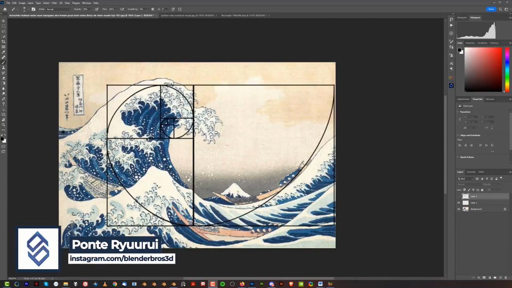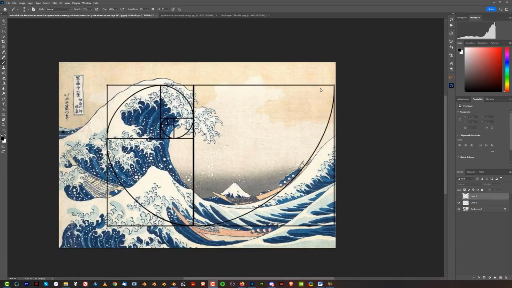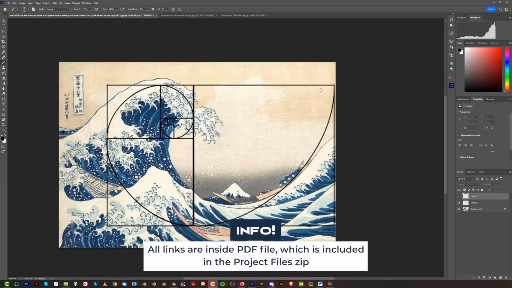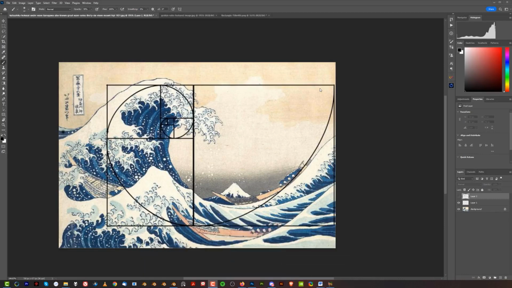In this video we're going to be talking about the Fibonacci sequence, golden ratio, and the rule of thirds. This is a very famous painting by Hokusai from the Edo period. He was a Japanese artist, and it's titled The Great Wave of Kanagawa. It's a tsunami wave, right?